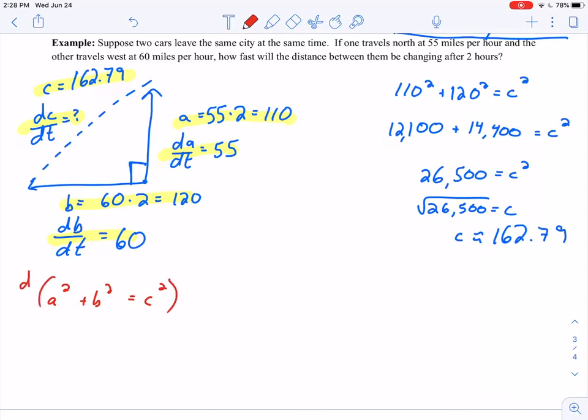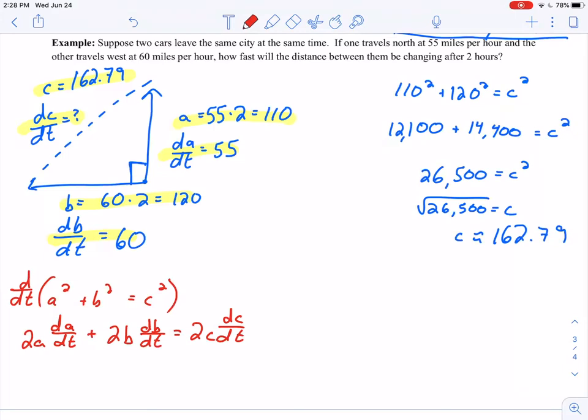I'm going to take the derivative with respect to time. So the derivative of a squared, I'll have 2a, but I'm using the chain rule, implicit differentiation, so I need to multiply by dA over dt. Plus the derivative of b squared, that's going to be 2b, again using chain rule, implicit differentiation, so I'll multiply by dB over dt. Equals the derivative of c squared, that would be 2c, again chain rule, implicit differentiation, so multiply by dC over dt.